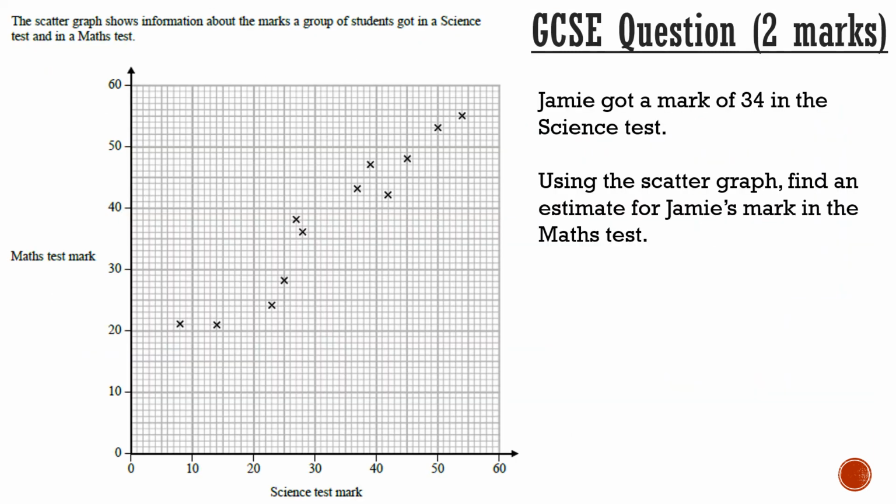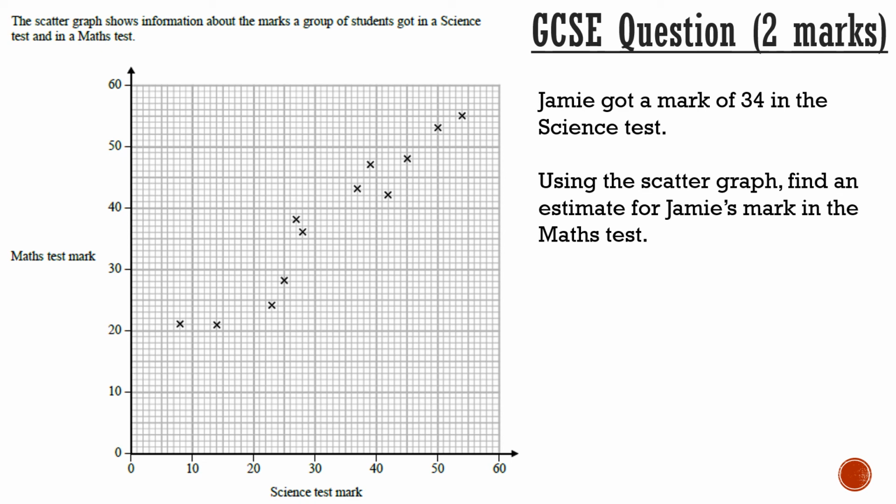So the final thing I'd like to have a go at today to finish off and consolidate your learning is to have a go at this GCSE question, which is worth 2 marks. This was actually on the foundation and the higher tier paper. So let's see how we get on with it. So the scatter graph shows information about the marks a group of students got in a science test and a maths test. Jamie got a mark of 34 in the science test. Using the scatter graph, find an estimate for Jamie's mark in the maths test. So pause the video, have a go, see if you can get those 2 marks.